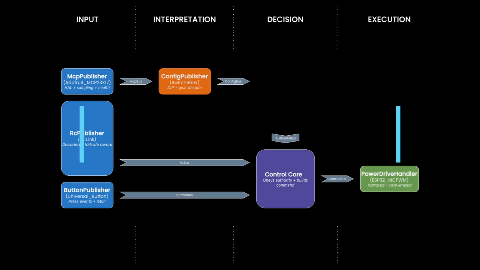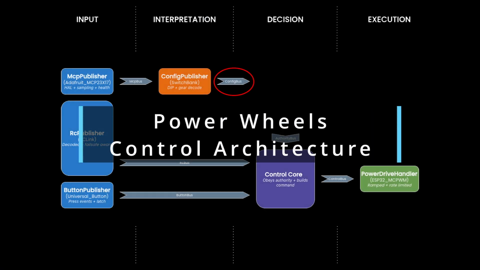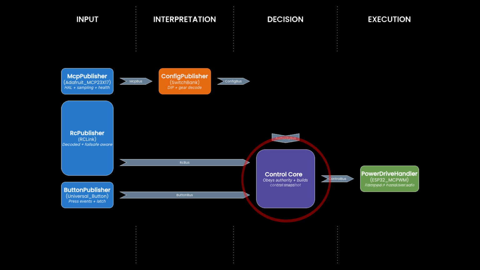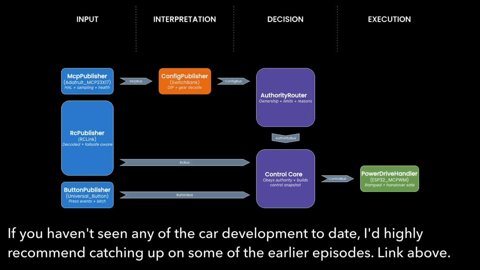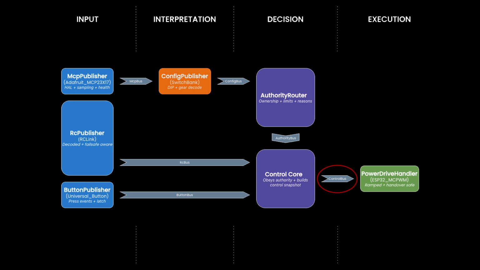We pick up from last time where we had implemented the ConfigBus. Today we're going to amend Control Core and Power Drive Handler so they manage commands more safely. Then we will introduce another decision layer, the Authority Router, that tells the car what it is allowed to do based upon set policies. Those decisions are then sent to the Control Core, where the commands are built into a snapshot and sent via the Control Bus.